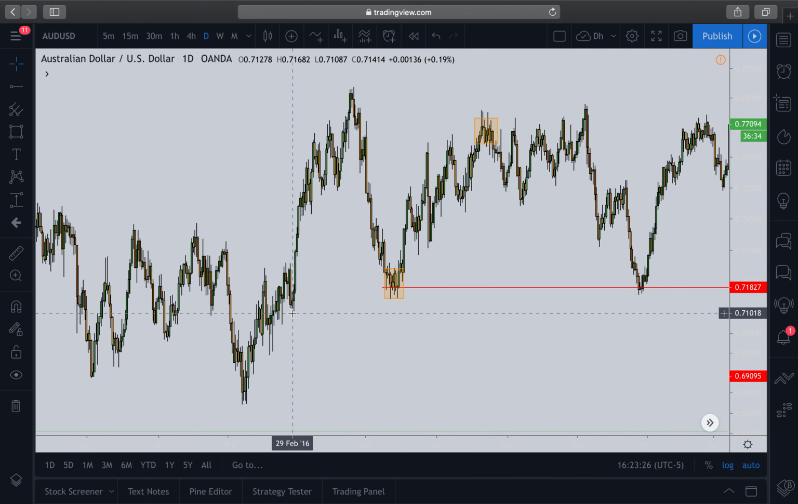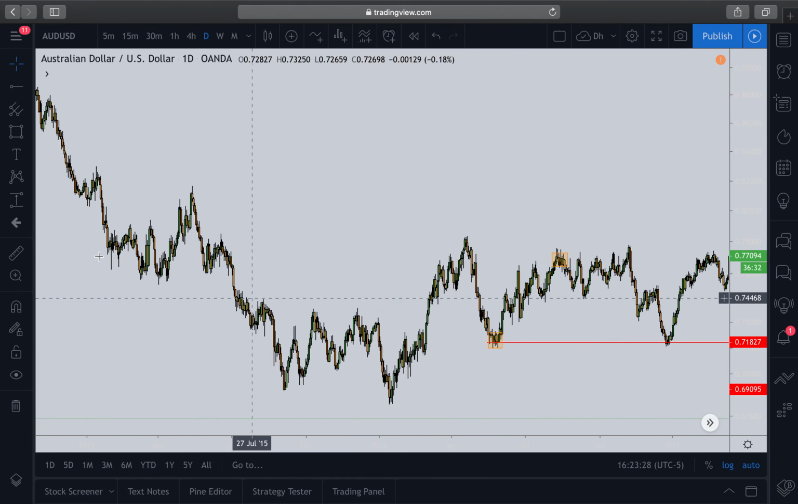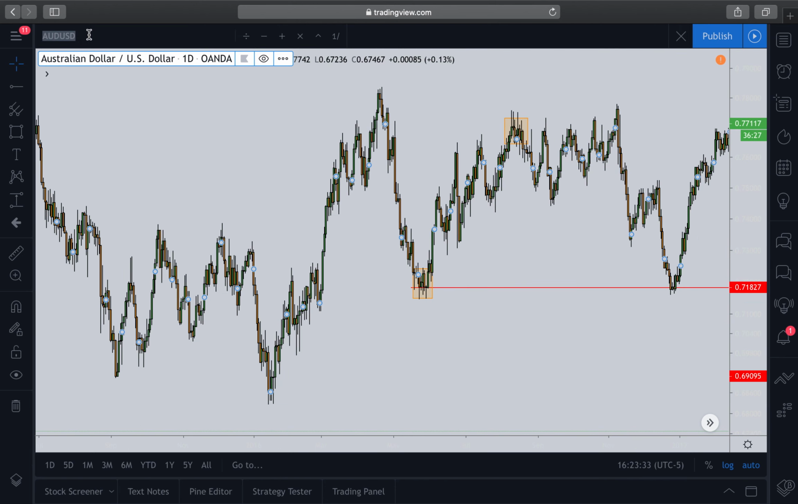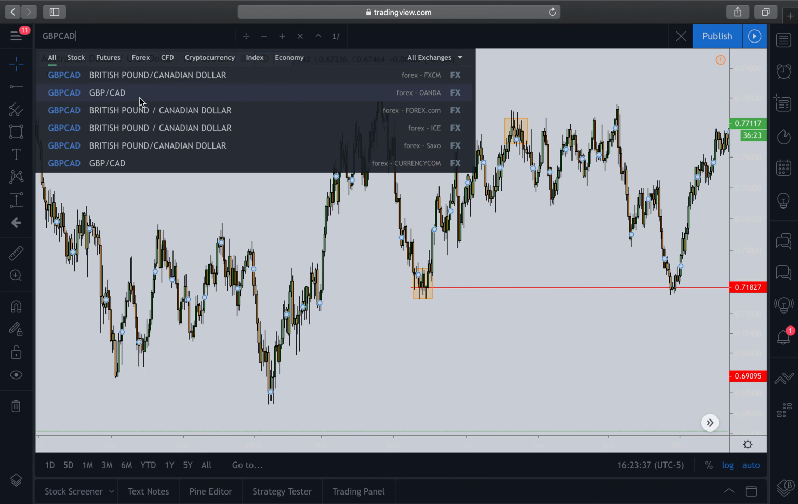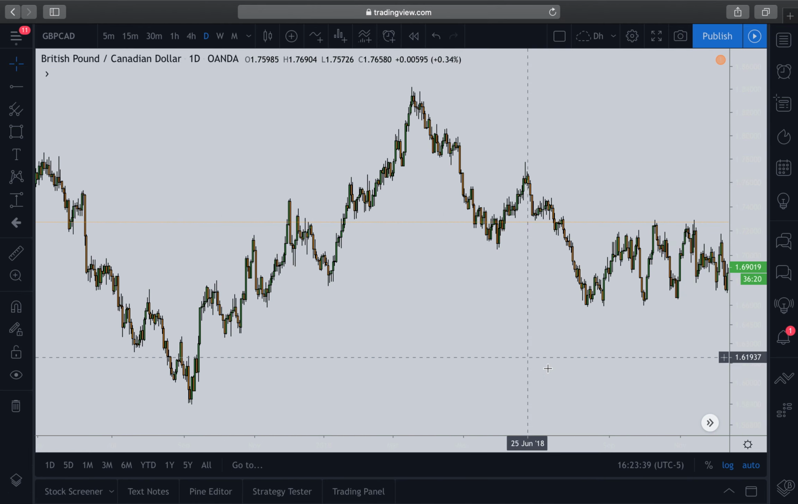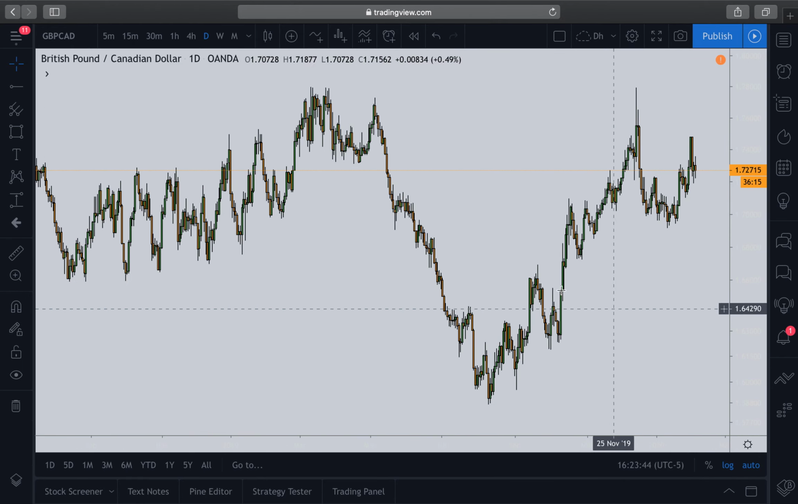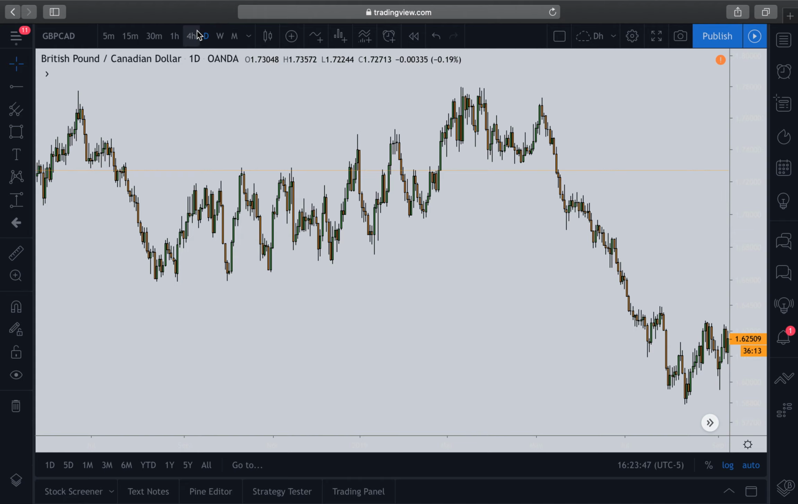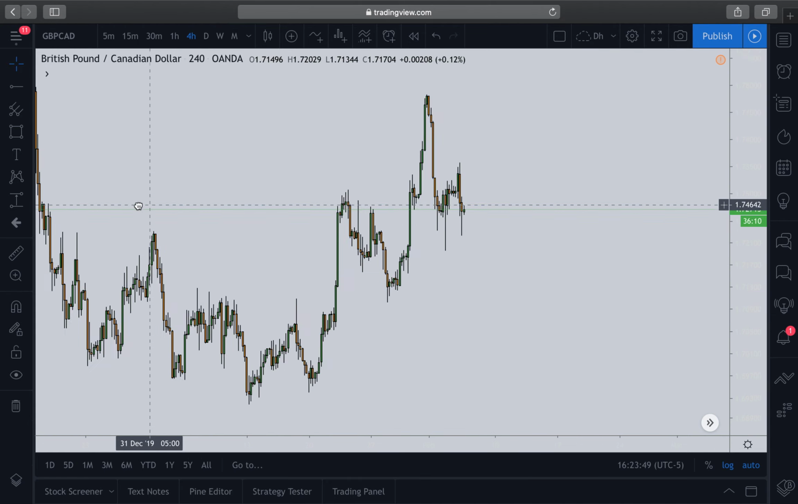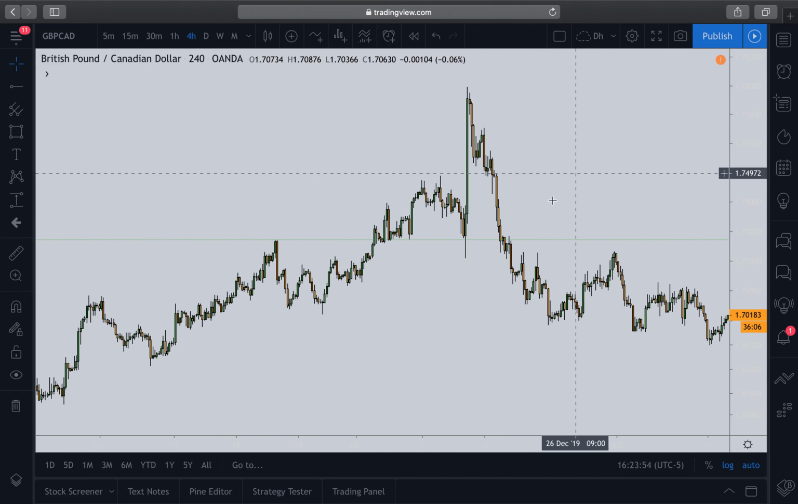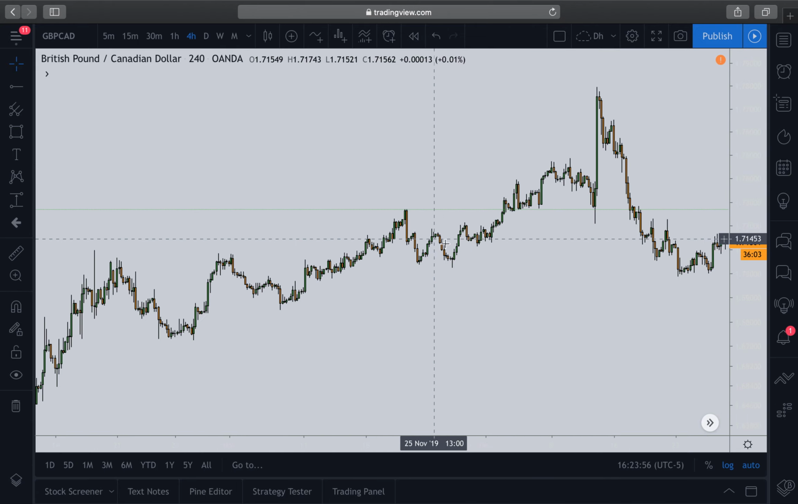I can't really see it, but yeah, I'm trying to find some examples. It's probably the hardest thing with certain pairs. Let me go to GCAD, see what I got here. Nice double bottom, right?